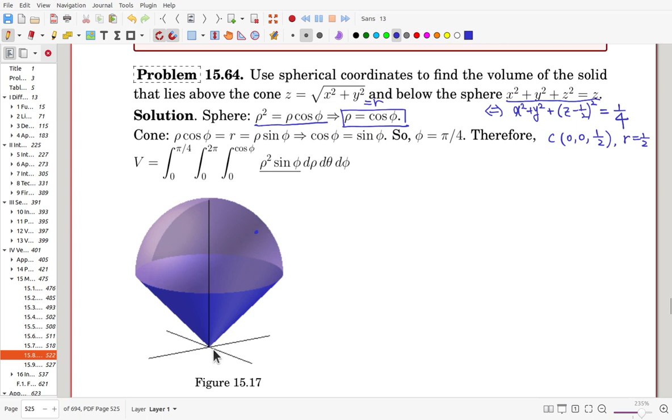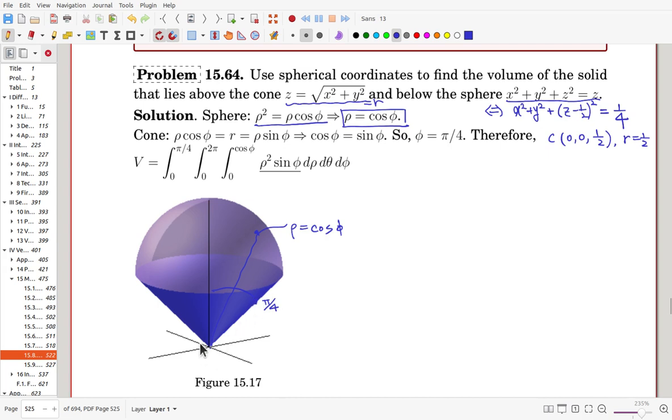And once you are trying to access the region, rho goes from 0 to the end point, which is rho equals cosine phi, right? Now phi is the angle from the top, and this angle can be decided from this one. z equals r means that the maximum possible angle from the North Pole must be pi over 4. So the final angle must be pi over 4.